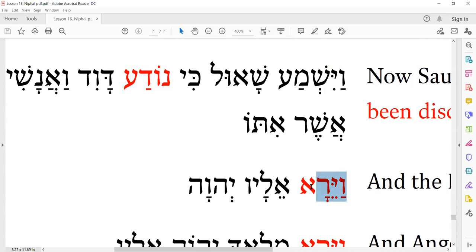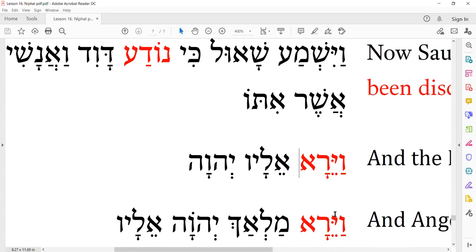Pay attention to this word, vayera. This is from the root yara. And what is interesting in this case is that we can translate it literally, but it has a little bit different meaning. Vayera elav Adonai. So let's try to translate it literally. Vayera elav Adonai. Elav is to him, the Lord. To him, the Lord, va-ye-ra, from the root yara. To him, the Lord was seen, if we translate it literally.